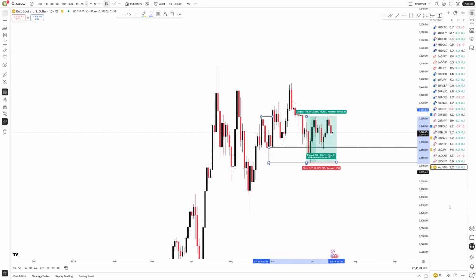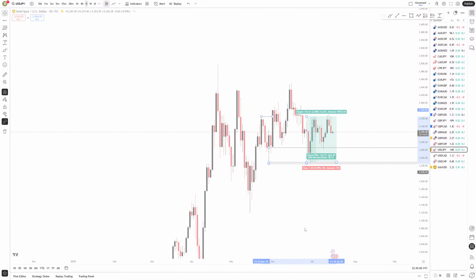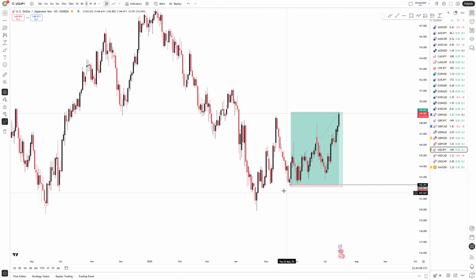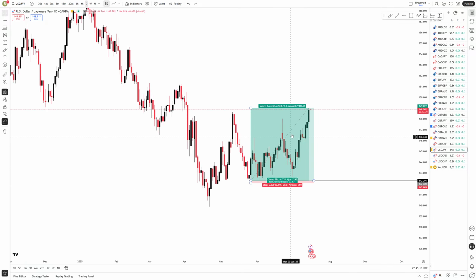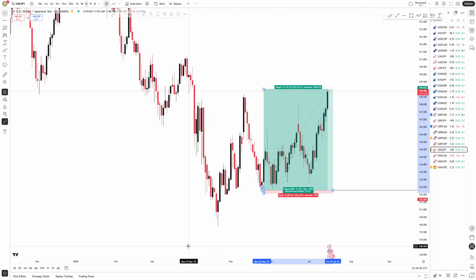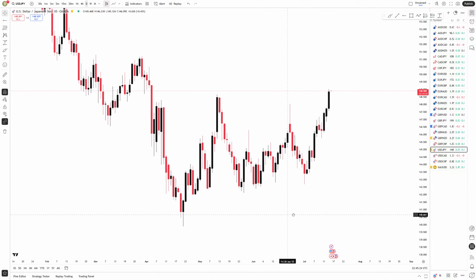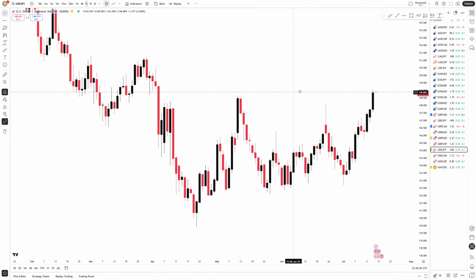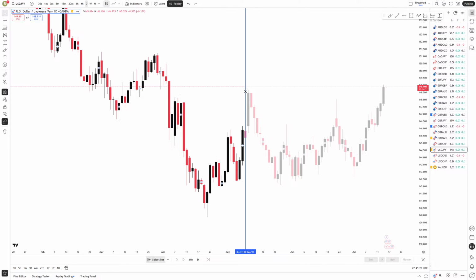So let's start with this USD JPY pair, which is this entry. As we can see here, we are landing on 673 pips. This was the entry type 2, and it was from this area here.